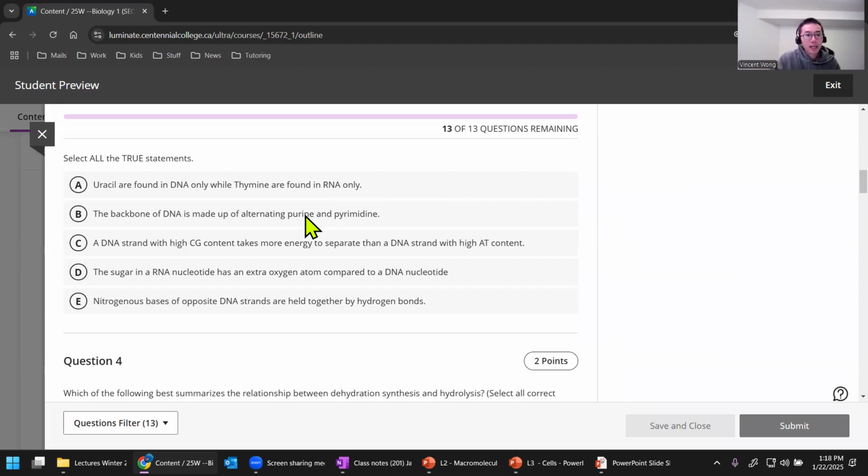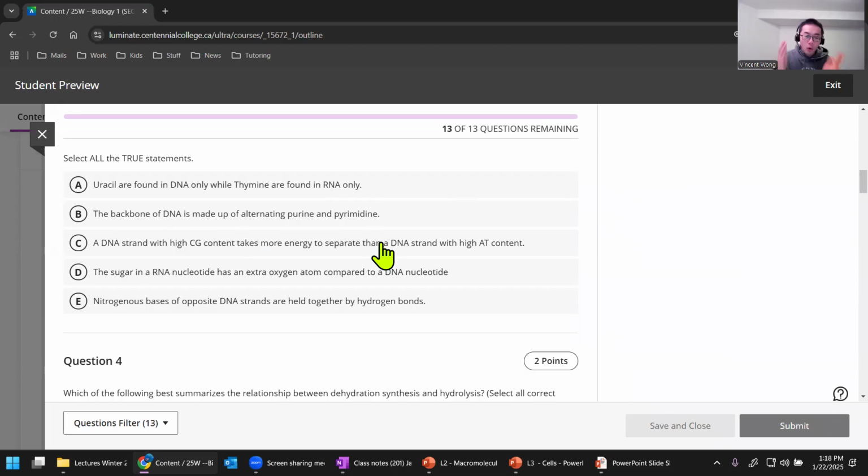False. False. False. So you're not going to choose it, right? And then, the backbone of DNA is made up of alternating purines and pyrimidines. Nope, the backbone is made up of sugar and phosphate, right? So it's like several true or false questions all packed into a single question, and it really will help you prepare for the quiz. Okay?